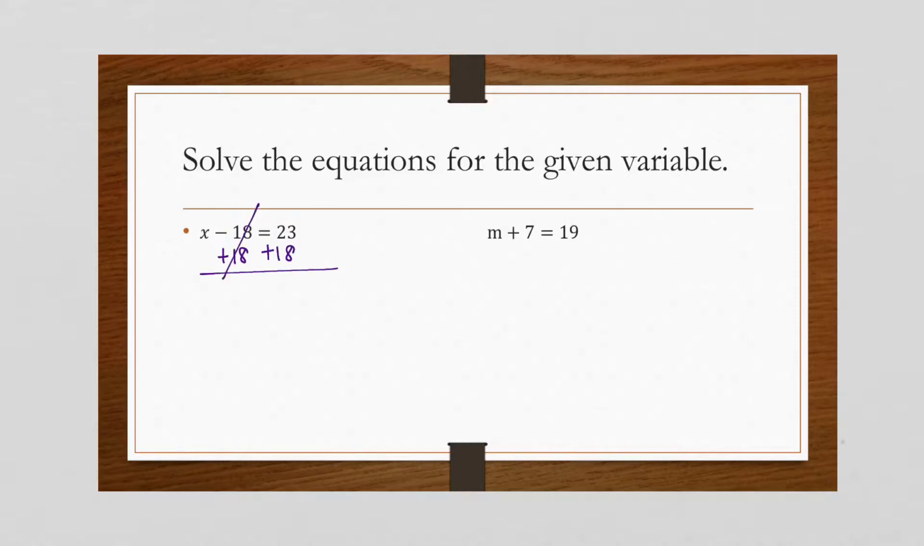This right here creates 0. A negative 18 and a positive 18 create 0. So on the left side, I'm left with x is equal to 23 plus 18. 3 plus 8 is 11. I had to carry my 1, so I got 41. x is equal to 41 here. Now on this next one, I'm adding to the variable, so to undo addition, I have to subtract. What you do to one side, you have to do the identical thing to the other side. So m is equal to 12 here.